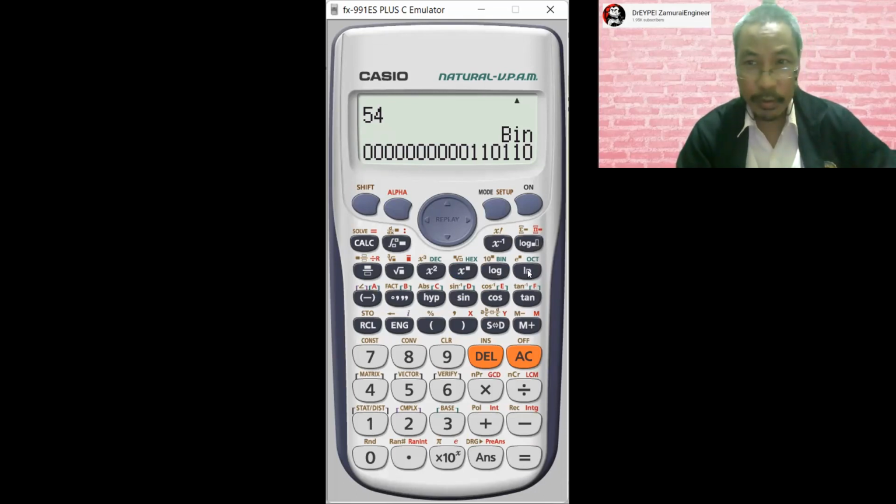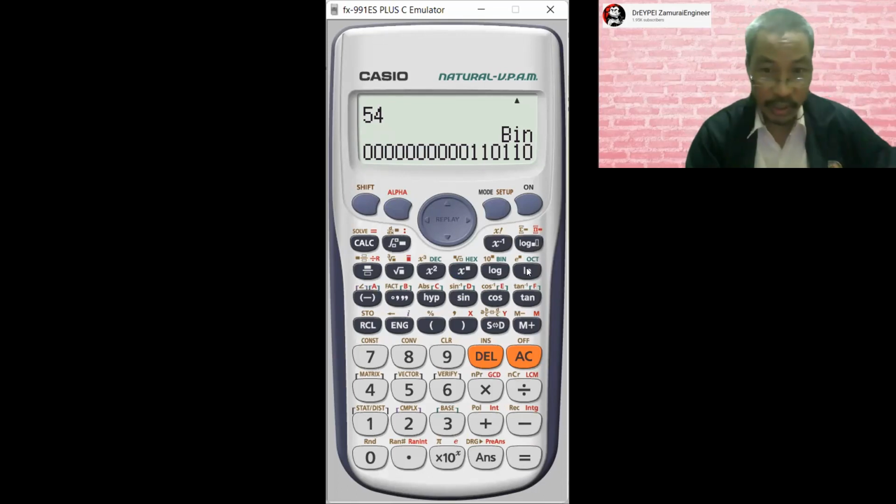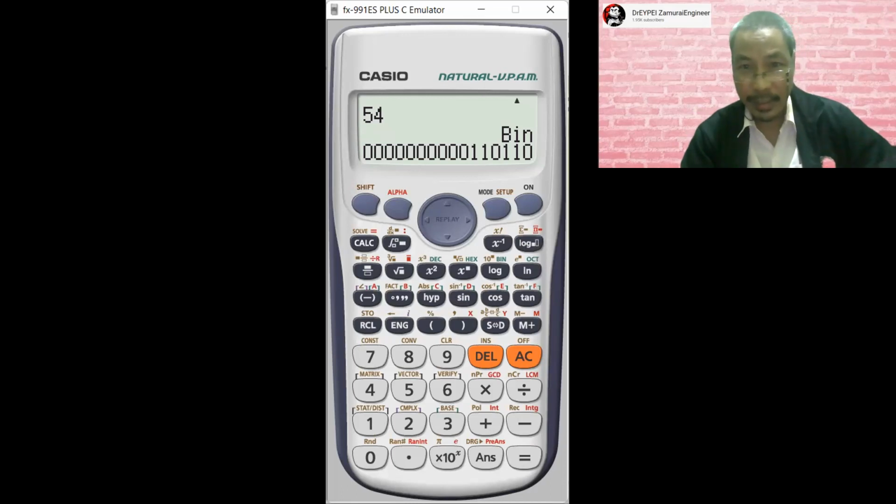However, I am looking for the decimal point. That is not possible in this type of calculator. So we still need to do it manually. The decimal part, no? So how to do it? The decimal point is 0.75. What will you do? Multiply by 2. Continuously multiply by 2. That is how we did it the last time when we lectured about the binary.